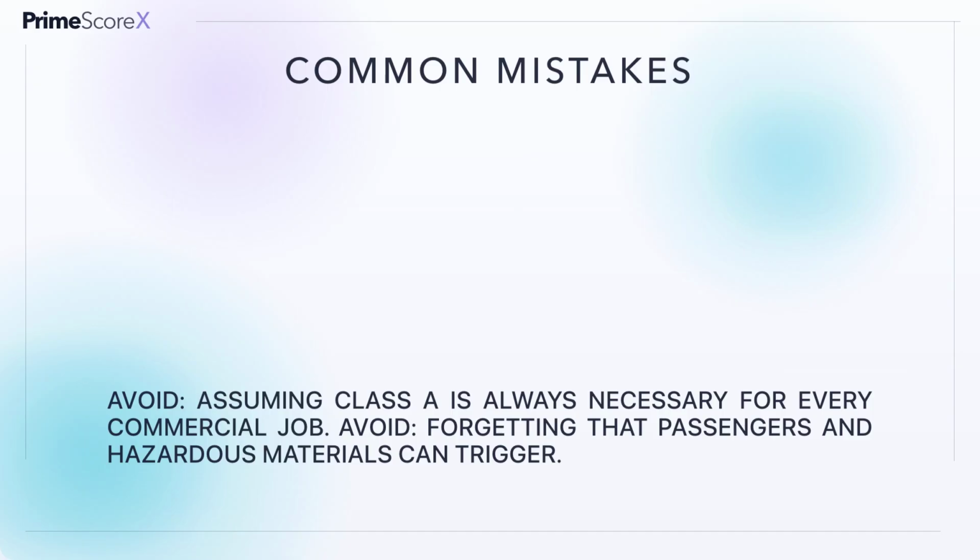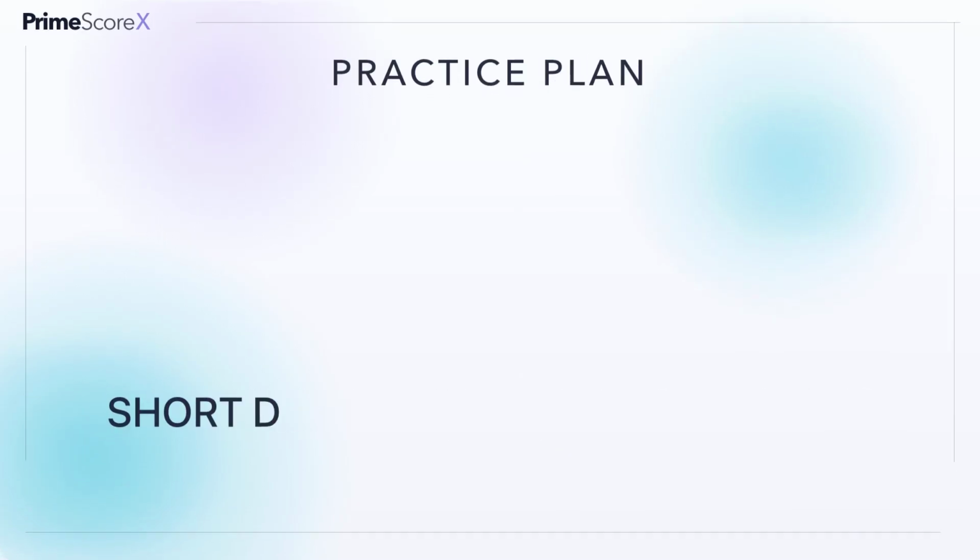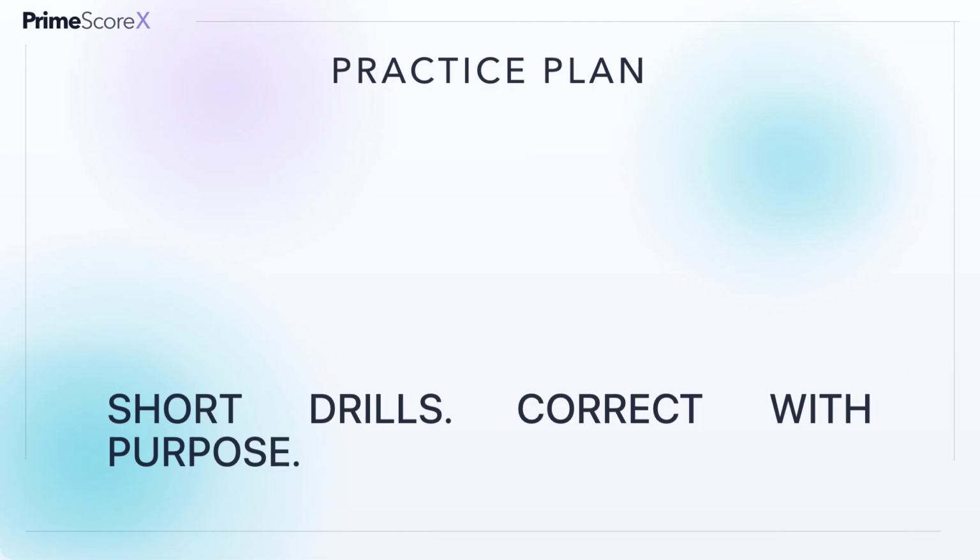A common mistake is assuming Class A is always necessary for every commercial job. Another mistake is forgetting that passengers and hazardous materials can trigger CDL requirements. Both mistakes come from studying too loosely. The fix is to slow down during review and force every answer to connect to a clear rule or safety principle. Another trap is choosing based only on advertised pay instead of daily work reality. CDL questions often include small words that change the entire meaning. Watch for first, best, safest, not, except, before, after, loaded, empty, downgrade, and emergency. Before selecting an answer, confirm that you answered the exact question asked.